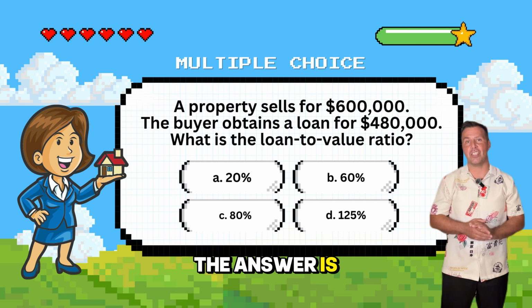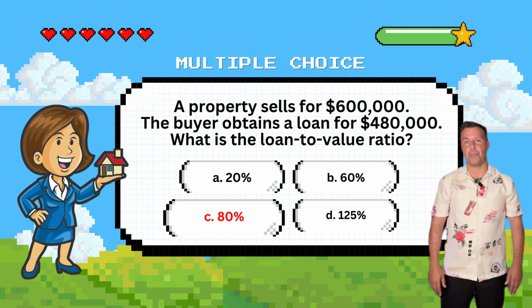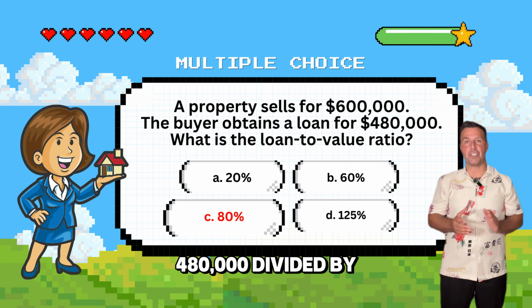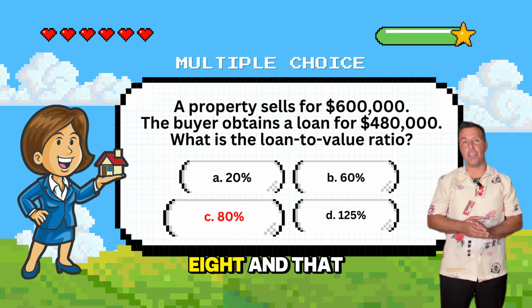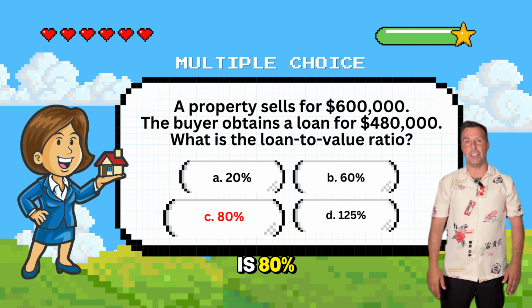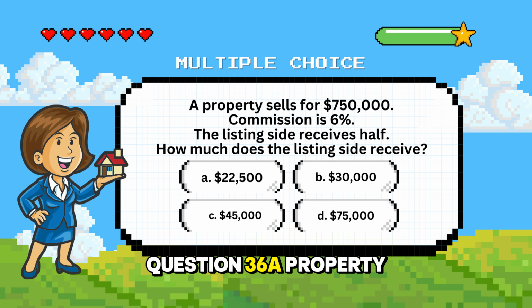The answer is C. It's 80%. 480,000 divided by 600,000 equals 0.8, and that is 80%. Question 36. A property sells for $750,000. Commission is 6%. The listing side receives half. How much does the listing side receive?